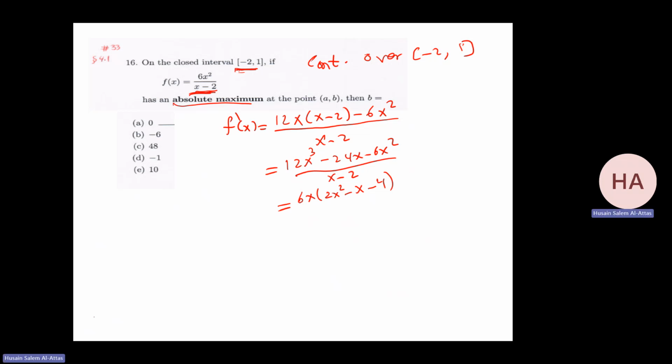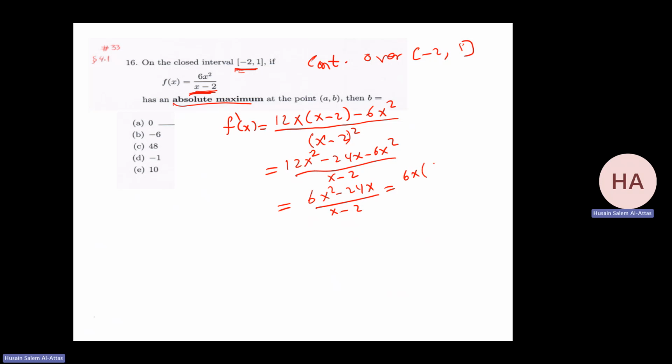Did I make a mistake somewhere? Here is the numerator, 12x. This is all squared, but that will not make any effect. So I have 12x times x minus 2 minus 6x squared times 1, the numerator times the derivative of the denominator, which is 1. Okay, so that will be 12x squared. This is 12x squared, sorry. Yeah, it should be easy. That will be 12x squared, not x cubed. I know from where I brought x cubed. So that will be 6x squared minus 24x over x minus 2.